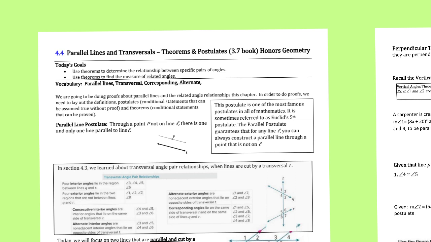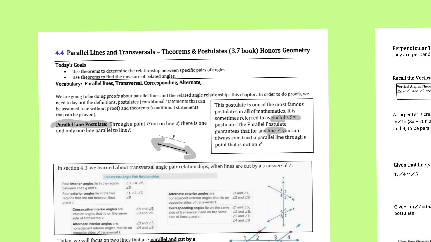Okay, so we are going to talk about the parallel line postulate. The parallel line postulate is one of the oldest postulates. You can read it over here. It was made by Euclid. If you have a line, L, and you have another point that's not on that line, there's only one line you can draw that will be parallel to that line and through that point. And so it's called the parallel line postulate.